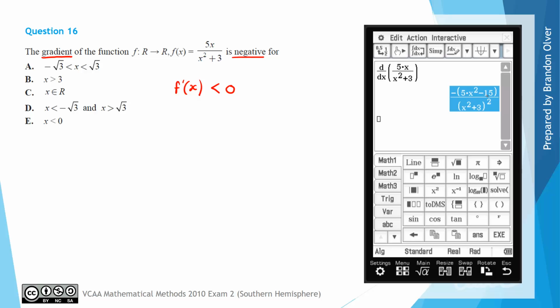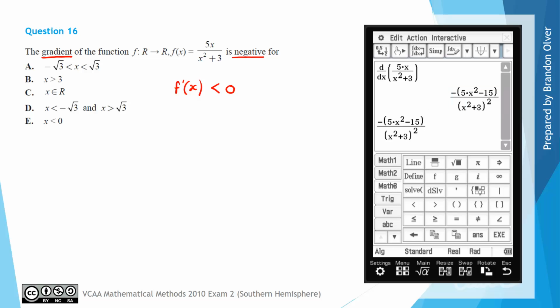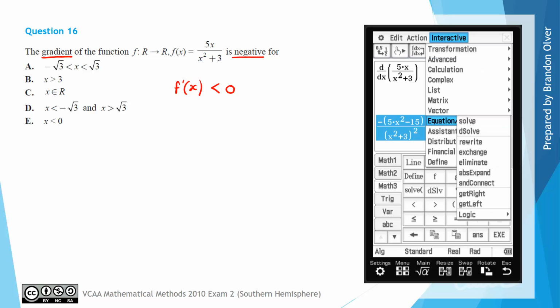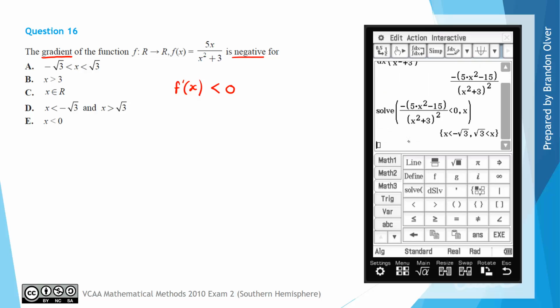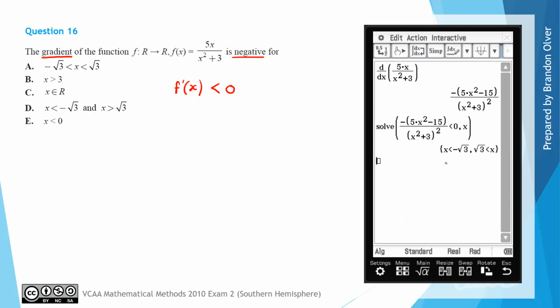Then we want to solve when this derivative is less than 0, so we'll need the math 3 and the inequality symbols here. Highlighting that, we can go interactive, equation inequality, solve, and solving for x will give the intervals for x where the derivative is less than 0. So we have x is less than negative root 3, and root 3 is less than x, which is the same as saying x is greater than root 3.